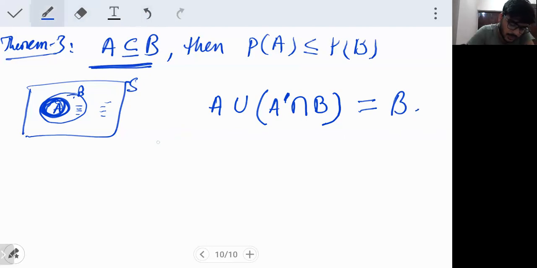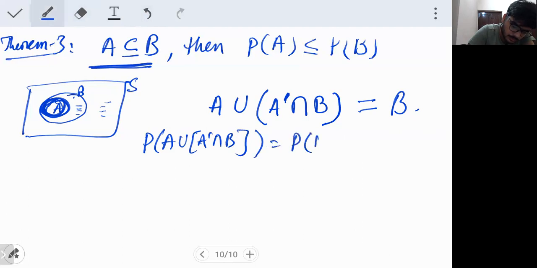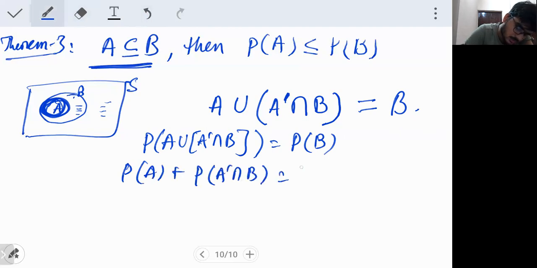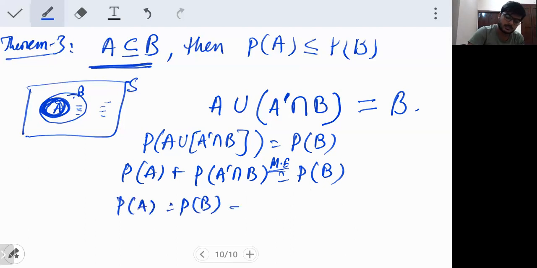Right. So we have to take this probability of A union A dash intersection B equals probability of B, right? So we can just write it like probability of A plus probability of A dash intersection B equals probability of B, right? Can we write it easily? There's no issue with that. Since they are mutually exclusive, mutual exclusivity is the case over here, right? Now, how to define it? We take P(A) equals P(B) minus P(A dash intersection B).